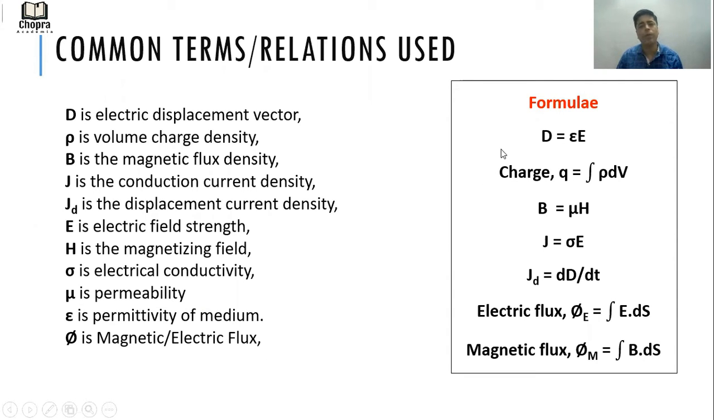Now the important formulae we'll be using, and some of these you already know: D is equal to epsilon times E, charge Q is equal to integral rho dV, B is equal to mu H, J is equal to sigma E. JD, this you will be learning shortly. JD is equal to dou D by dou t, and electric flux phi E is equal to integral E dot dS. Magnetic flux is given as phi M equal to integral B dot dS.